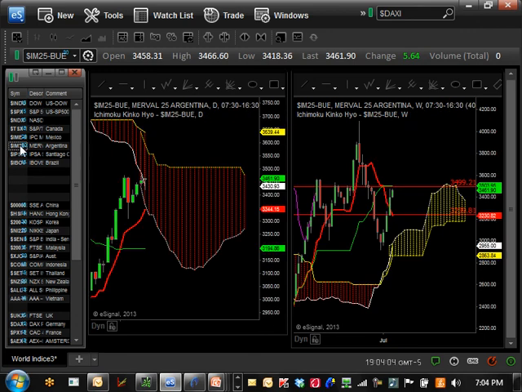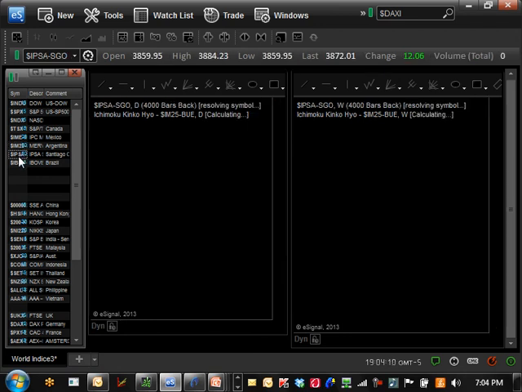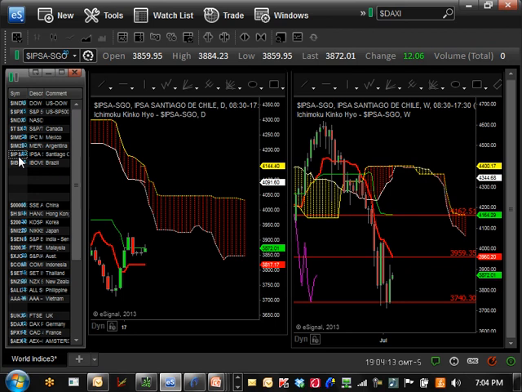Argentina just kind of consolidating here between 32.30 and about 3,500. Santiago, Chile, really not doing anything. It's bear sentiment. Support is 37.40 and resistance is 39.59.